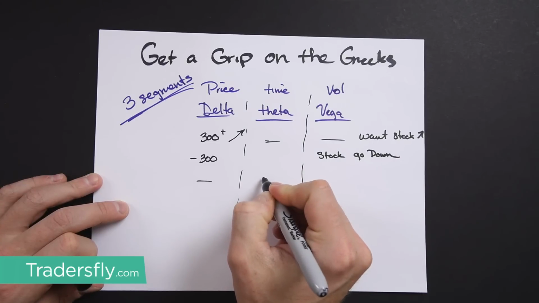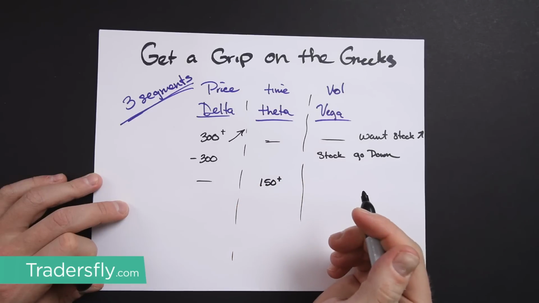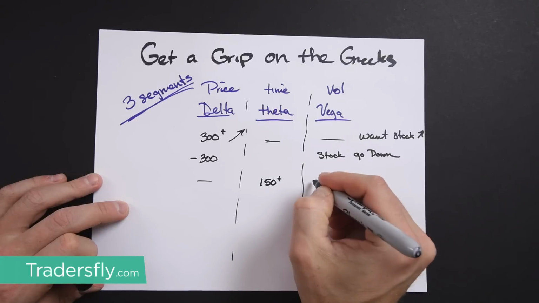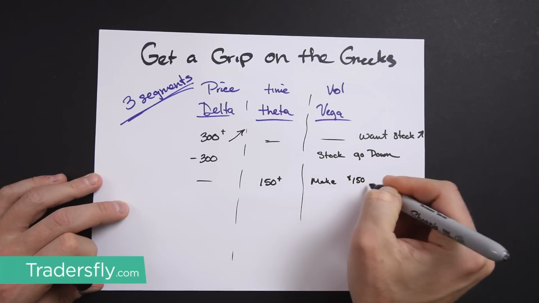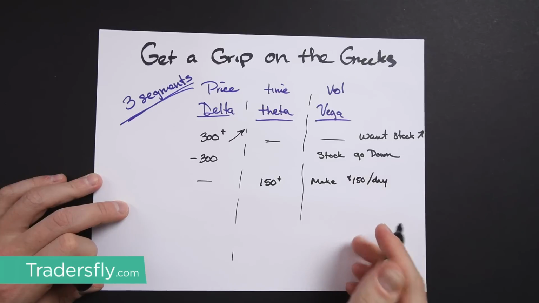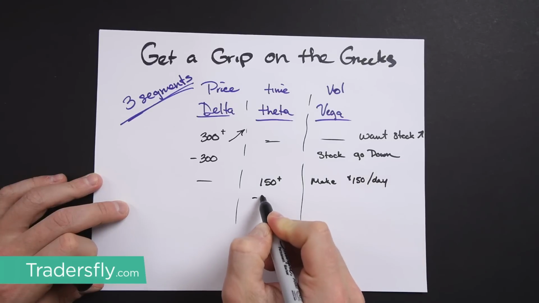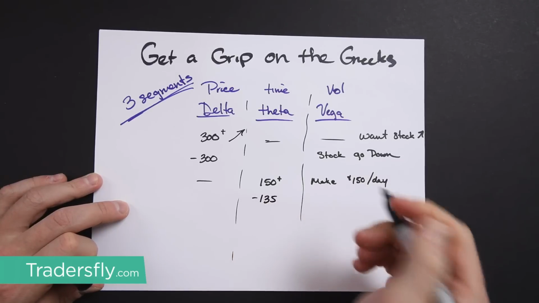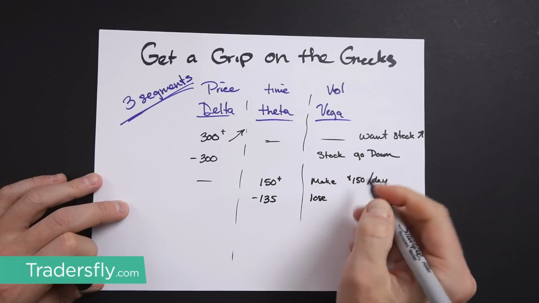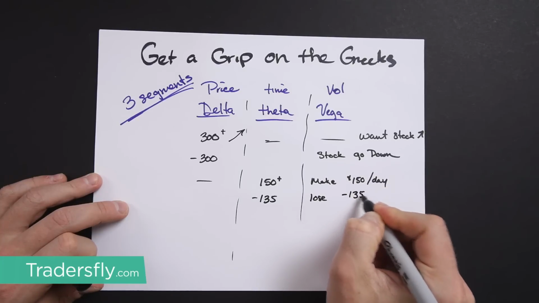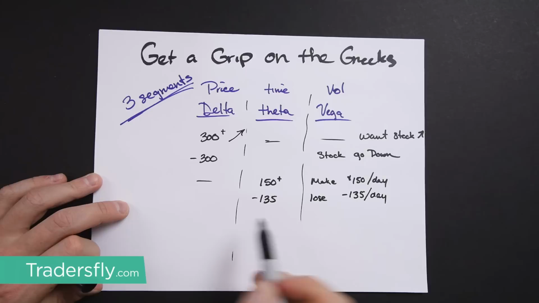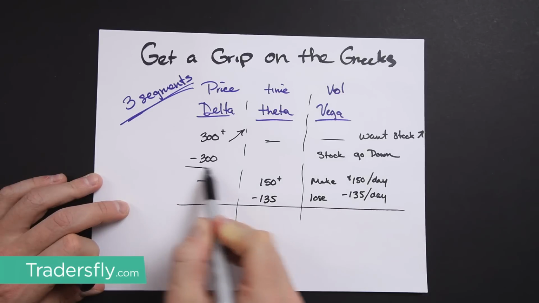Let's negate the delta in this case. Let's say you're positive 150 theta. Well, in this case, that means you make $150 a day from time decay. Let's say you're negative 135 theta. That means every day that you're holding that option, you lose $135 a day. So you see how I'm breaking these things apart.